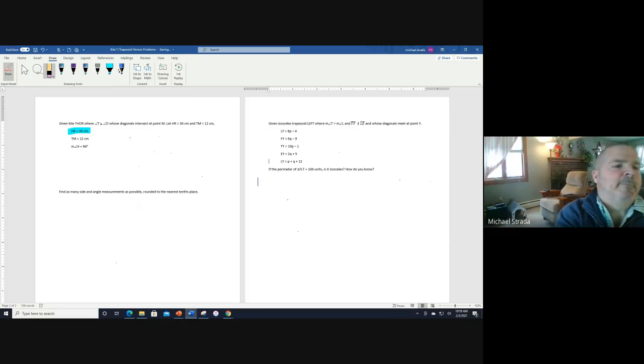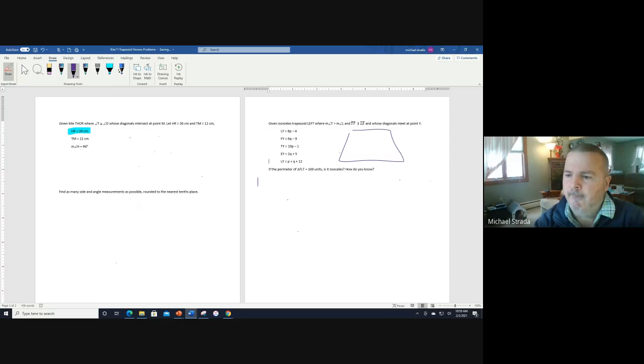So given isosceles trapezoid LEFT, where the measure of angle T is greater than the measure of angle L, that means the T is obtuse and the L is acute. So L, T's that way, so E's got to go that way. So now I got LEFT. TF is parallel to LE, so I'm good to go.